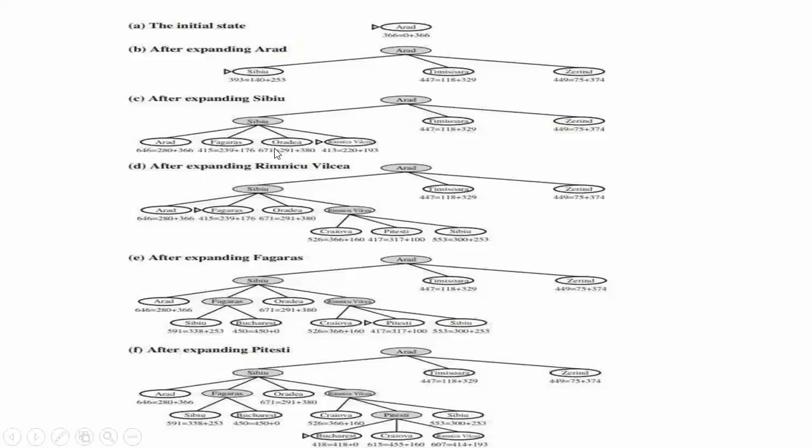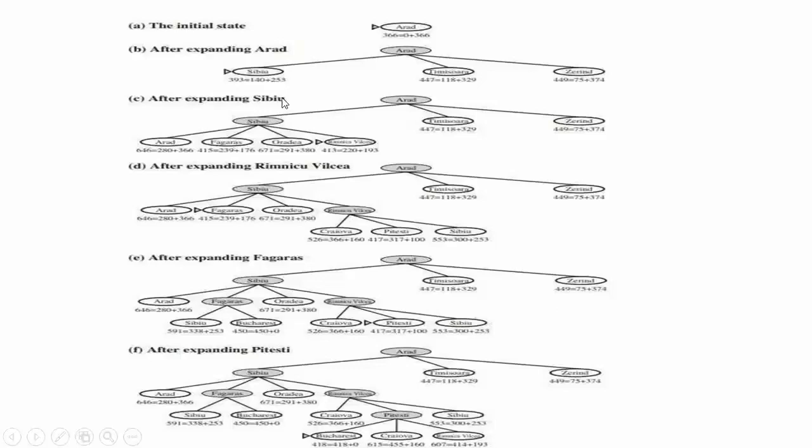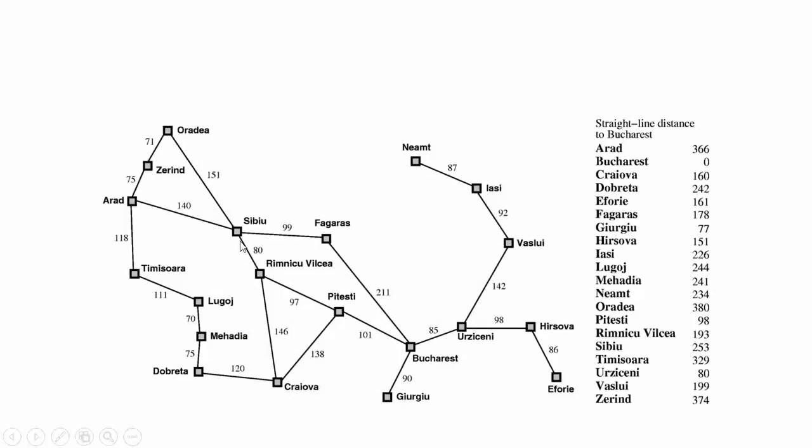Same as for Arad, we calculate for Oradea. Let us see how it is going to be calculated. For Oradea, from Sibiu to Oradea, what is the cost? 151. Actually, we have from Arad to Sibiu, then Sibiu to Oradea. So for Arad to Sibiu, it's 140. From Sibiu to Oradea, it's 151.